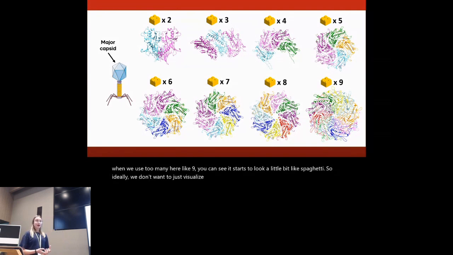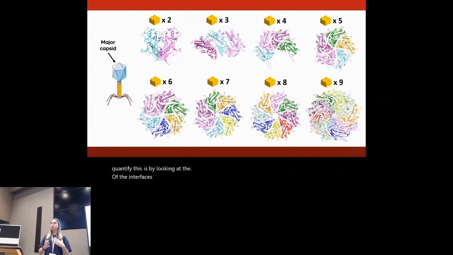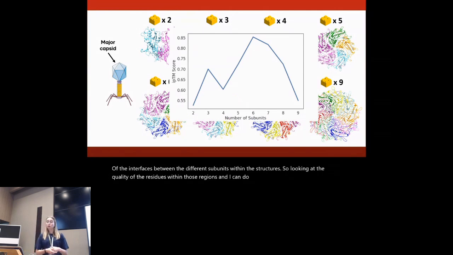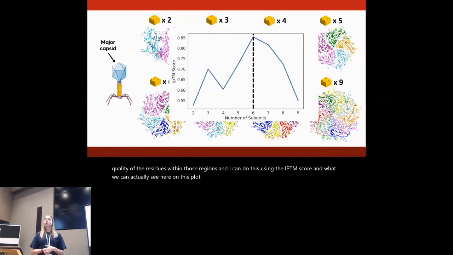So ideally, we wouldn't want to just visualize this. We would want to quantify this. So the way that I quantify this is by looking at the quality of the interfaces between the different subunits within the structures. So looking at the quality of the residues within those regions. And I can do this using the ipTM score. And what we can actually see here on this plot is that this ipTM score here peaks when 6 subunits are used. And this is consistent with what we know about the major capsid protein of this virus.